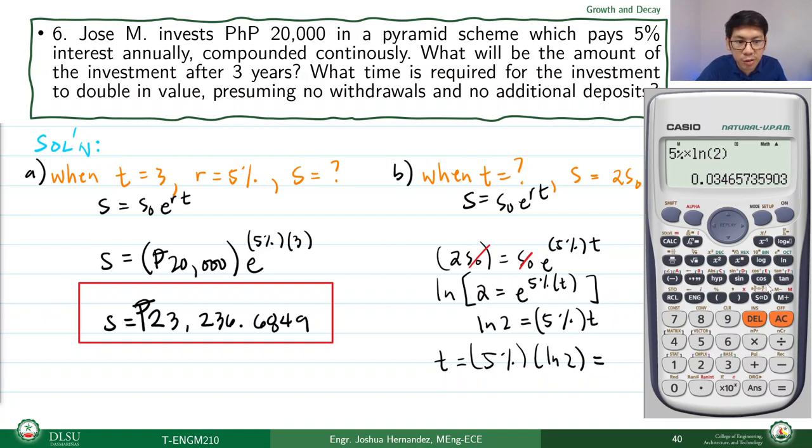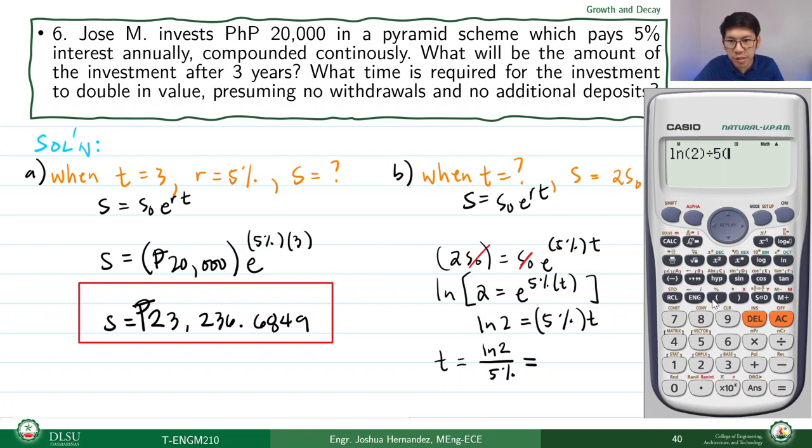Wait lang. Troubleshoot. Ayun, mali. Kasi dapat, over 5%, hindi multiplied. ln 2 over 5%. Kaya mali nga naman siya. ln 2. So ln 2 over 5% will give us ln 2 divided by 5%.